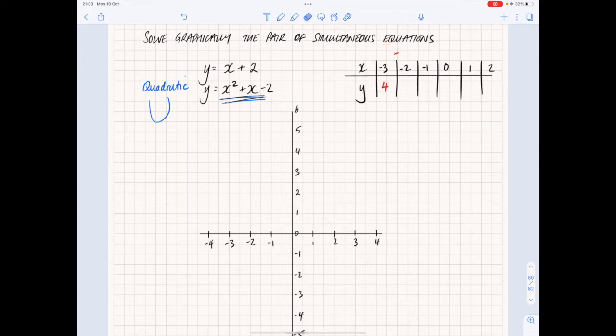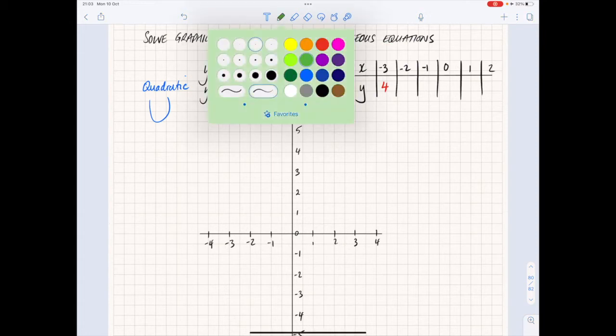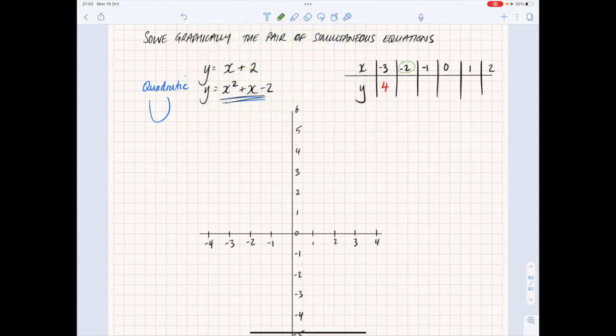Okay, let's substitute in the next value. So the next value here is -2. So I go -2 squared plus -2, -2. Lots of 2's involved. -2 squared is a positive 4. Plus -2 means -2. 4 minus 2 is 2. And 2 minus 2 is 0.